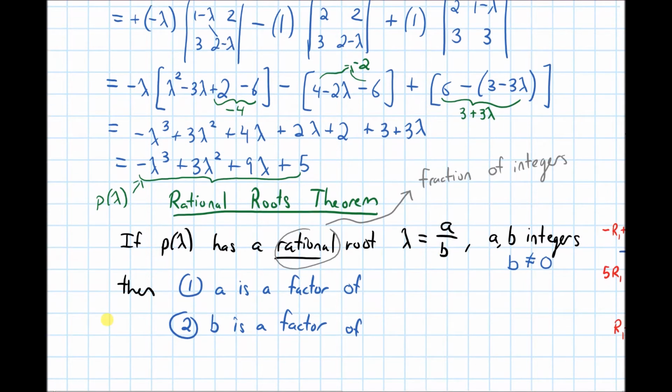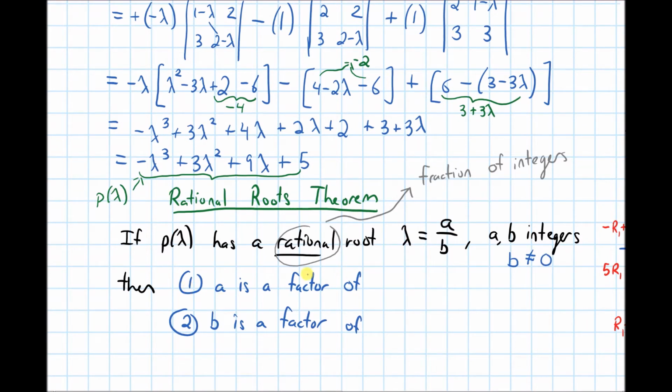Okay, so then it turns out that a, this number on the numerator, needs to be a factor of, and I'm going to refer back to my example here, the a would have to be a factor of the coefficient 5. So the 5 is the constant term. And b would need to be a factor of the leading coefficient. And technically the leading coefficient here is a negative 1 in front of the lambda cubed. So the b would have to be a factor of negative 1.